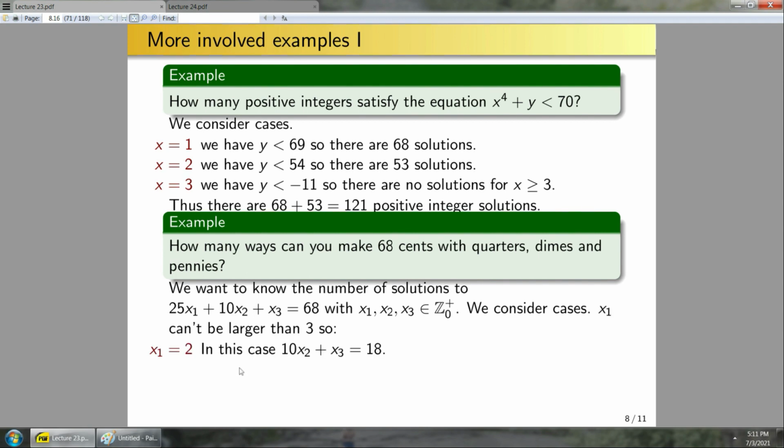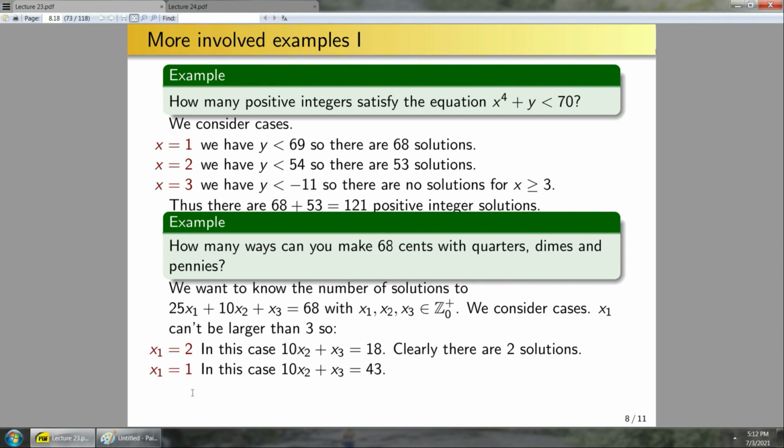So here I consider the case where x1 is equal to 2. In this case, I have this equation here, and I need to know how many solutions there are. Here, clearly, x2 can take on the value of 0, and it can take on the value of 1, but it cannot take on the value of 3. Thus, there are going to be 2 solutions.